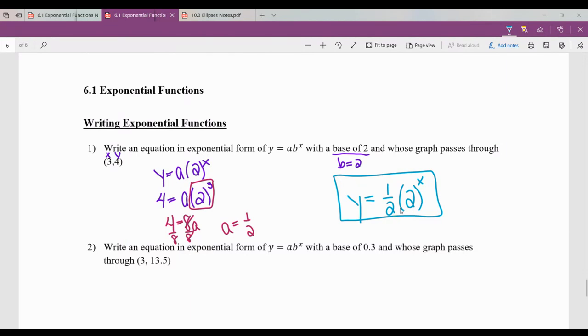And we don't multiply these two because PEMDAS tells me exponent will come first, so I would have to do 2 to the x before multiplying 1/2 times whatever that value is. So you can't multiply those a and the b together.